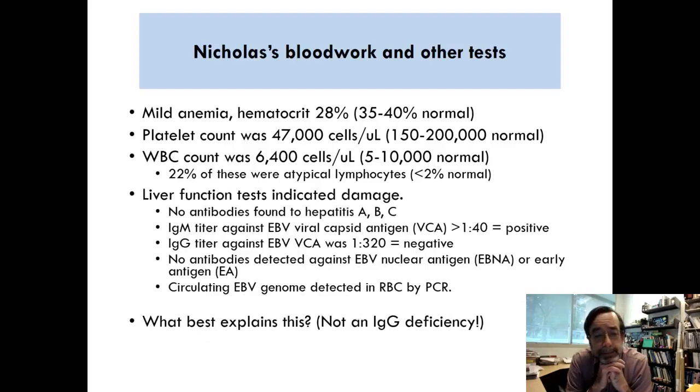Here are the liver tests. Liver can be infected by hepatitis A, B, C, but they didn't find any antibodies to that. The IgM titer against EBV viral capsid was positive, so he's got IgMs against EBV. The titer for IgG was negative, and there were no antibodies detected against the different EBV antigens. He has the viral capsid antigen, but not the nuclear antigen or the early antigen.